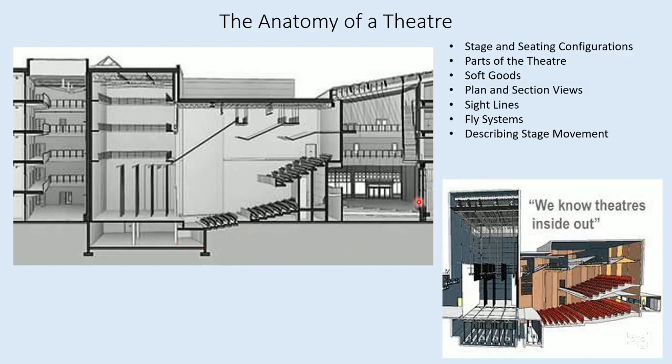And then we'll talk about theater drops, theater fabric, legs and borders. All of those together are commonly known as soft goods. So we'll chat about that. We'll also talk about plan and section views, which are two-dimensional drawings that show us in scale the layout of the space. We'll talk about sight lines. I will have a unit on fly systems, just a little overview, and then we'll talk about stage movement. So let's go ahead and jump right into it.